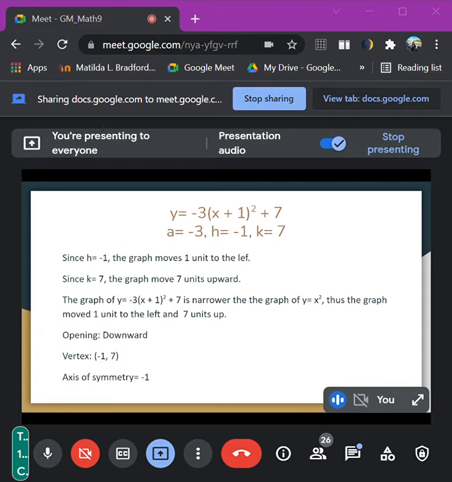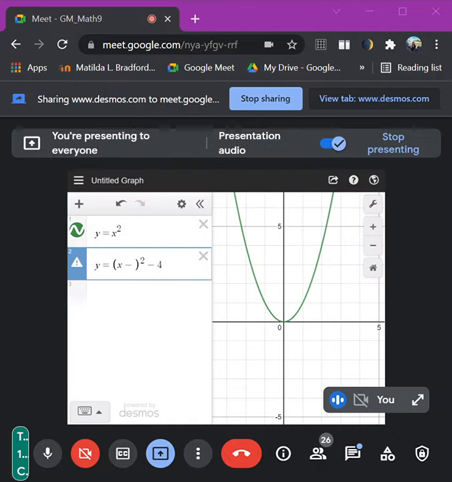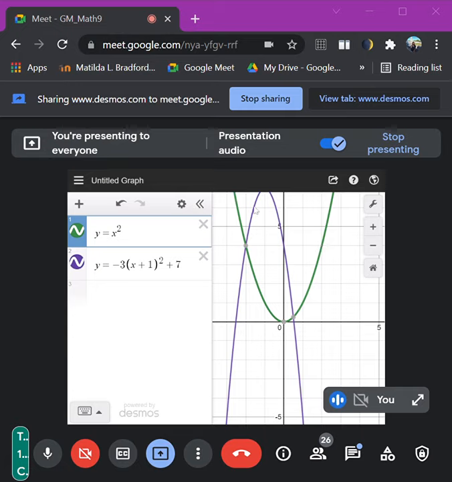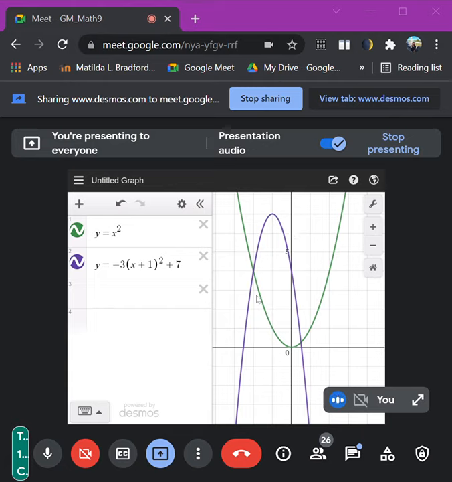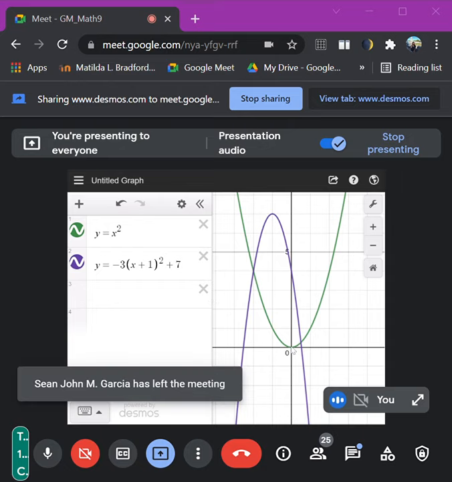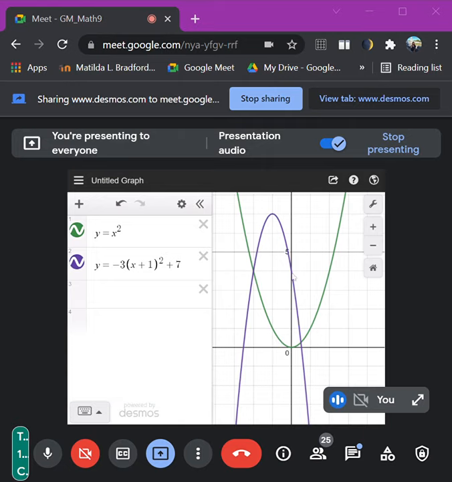If we look at it in Desmos, we can double check. You can have negative 3, and then plus 1, and then positive 7. This is the parent function, and this is our function. As you can see, it opens downward because the given is negative. And it is narrower than our parent function because 3 is greater than 1. For our h, it moved 1 unit to the left because it is negative 1. And the 7 moved the graph upward: 1, 2, 3, 4, 5, 6, 7. So this is the function graph.